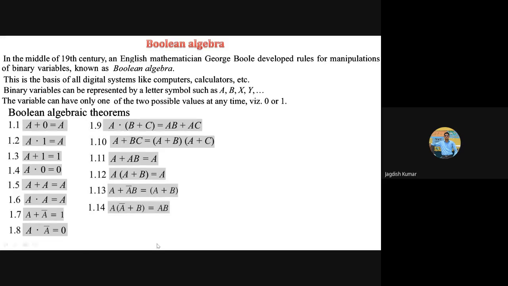So what will be the corresponding theorem for this? We have to replace now OR with AND and AND with OR. That's it. So here again OR with AND. This gets you another theorem. Another one, A and B or A and B complement.